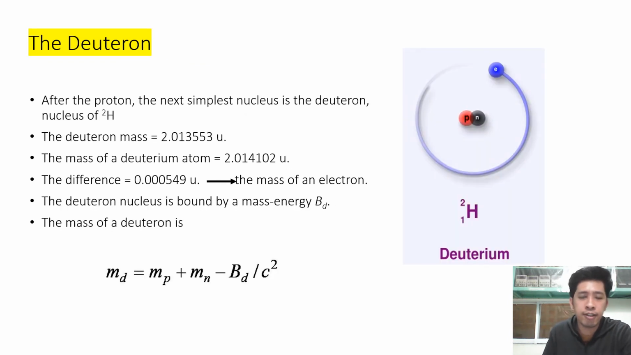So much for that. Let's talk about the deuterium. After the proton, the next simplest nucleus is the deuterium, or the nucleus of your H2.